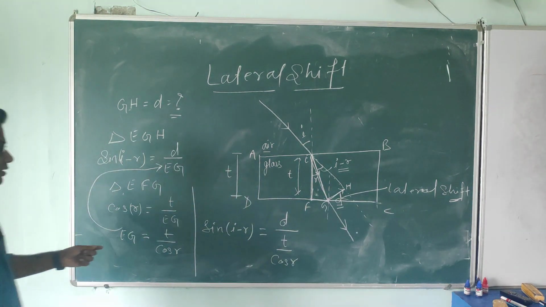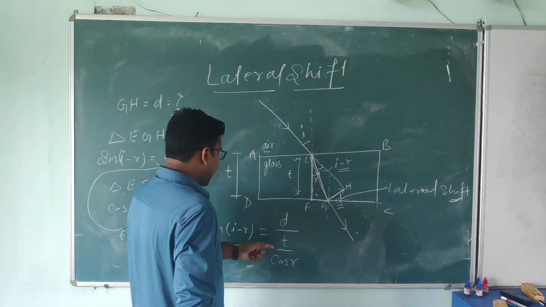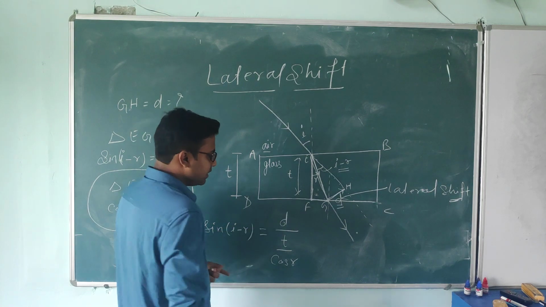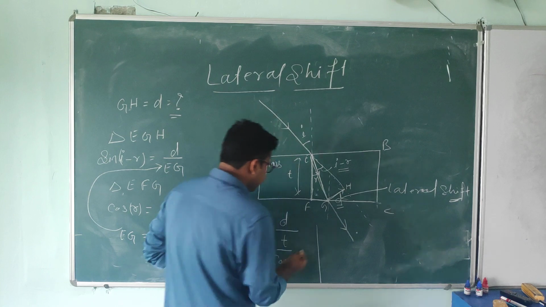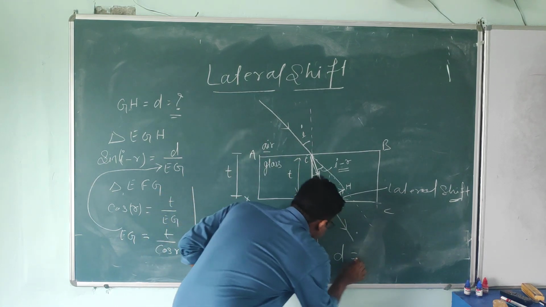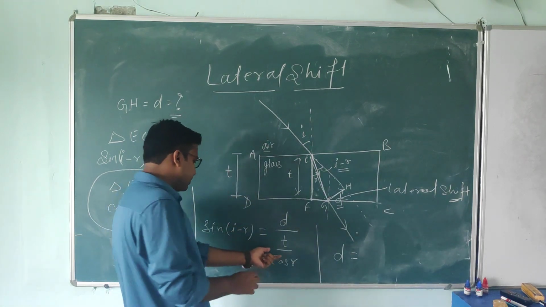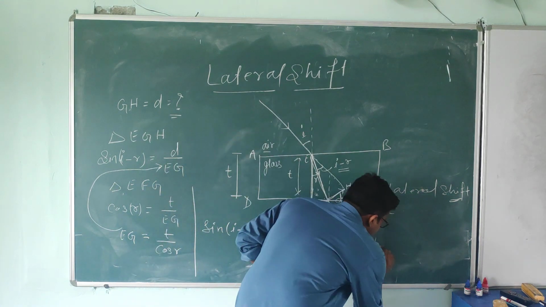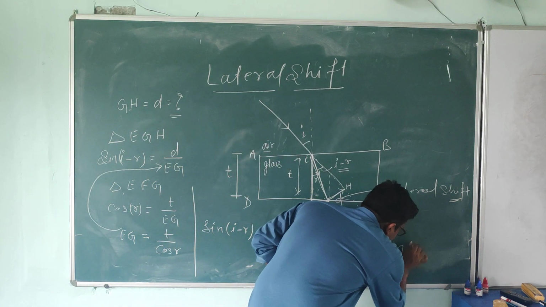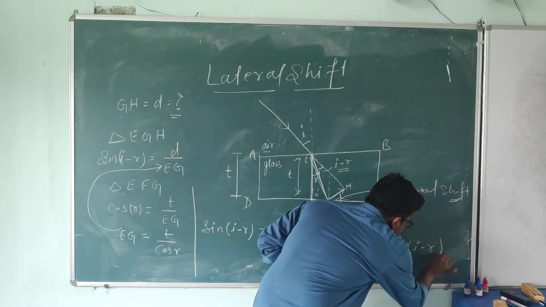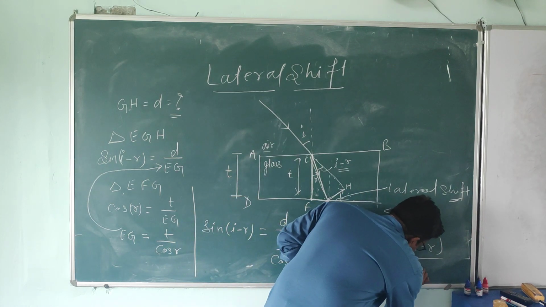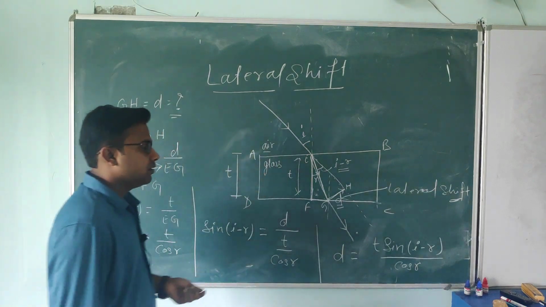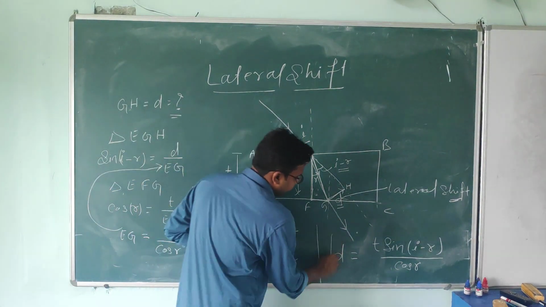Try to understand. Okay, now what do we have to find, student? d. We have to find d here, the lateral shift, and the lateral shift d is equal to what can you write? From here d is equal to, if you multiply this to this side, t into sin(i minus r) divided by cos r. Is it or not, student? Okay, so we got the formula.